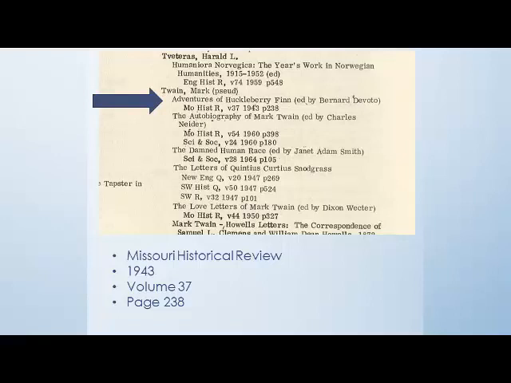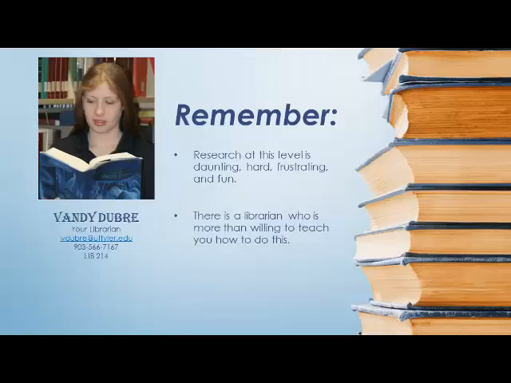The Adventures of Huckleberry Finn, reviewed in the Missouri Historical Review, volume 37 from 1943 on page 238. And at this point, just as with any index like this, you would then go and look up the Missouri Historical Review, see where we had it and if we had it, go pull the microfilm reel, look at it in the microfilm machine, or interlibrary loan the article. Well, that was a quick introduction into indexes.